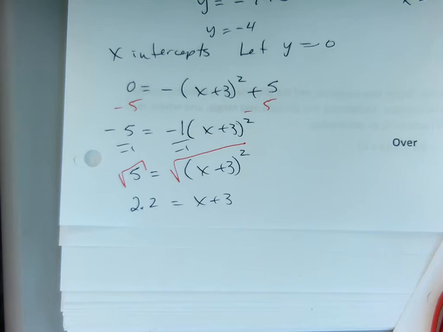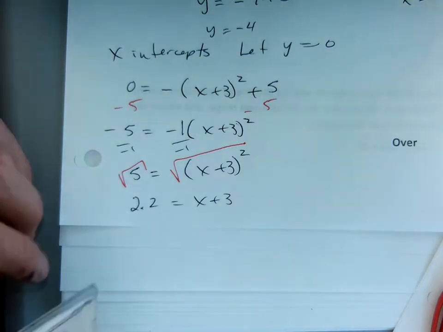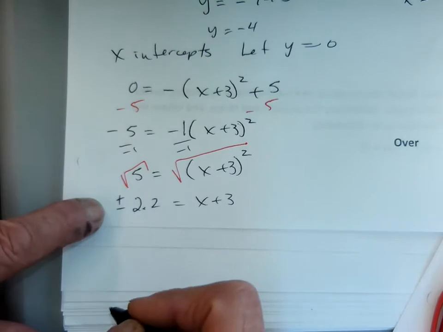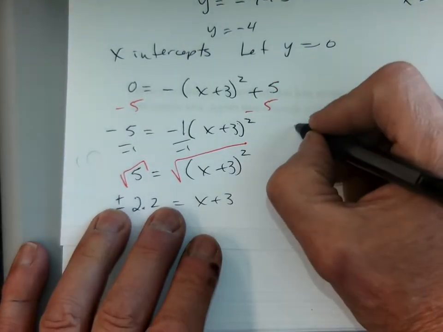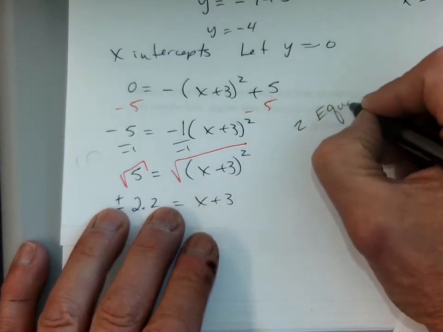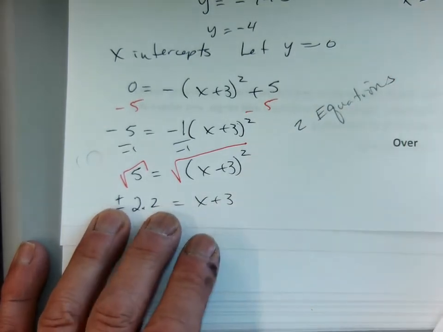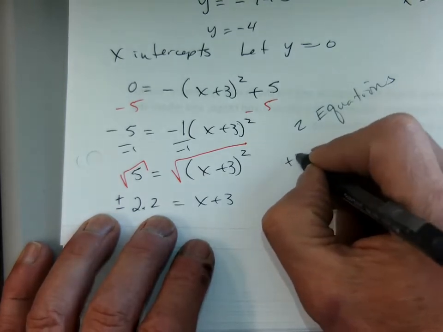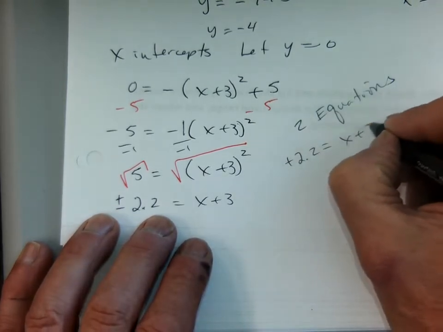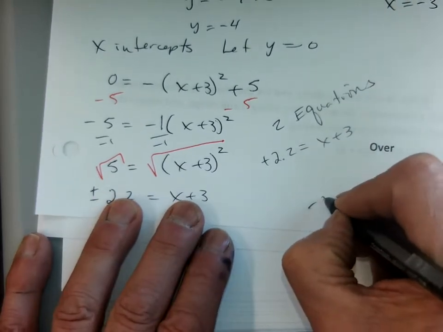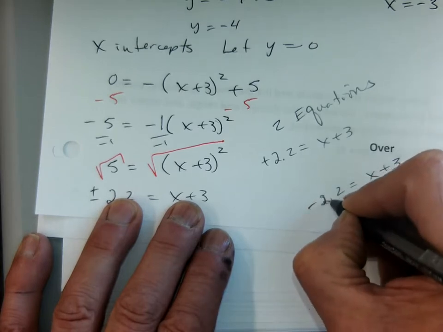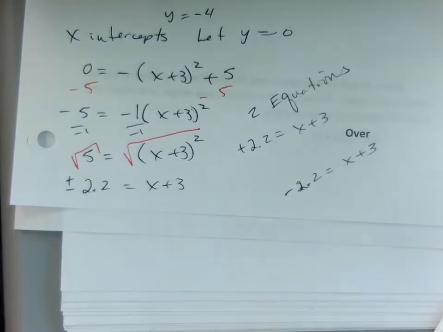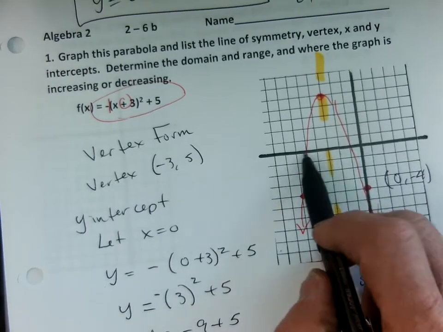Okay, so I'm going to go, plus or minus 2.2. So now we do have two equations. I have a positive 2.2 equals x plus 3 and a negative 2.2 equals x plus 3. To get two answers, I need two equations. I need two answers because I know there's 2 points, correct?